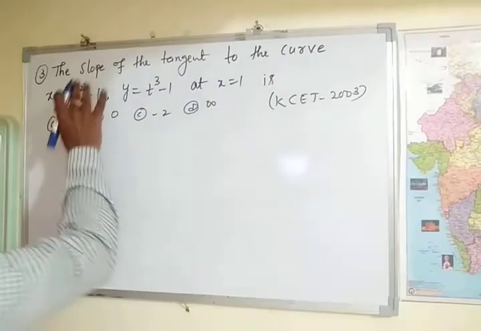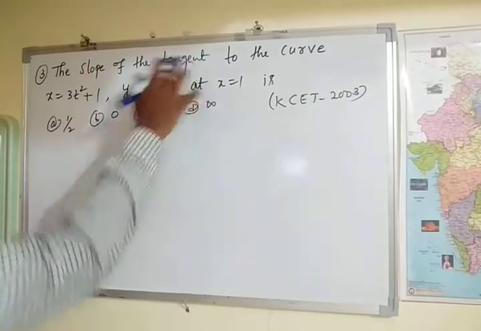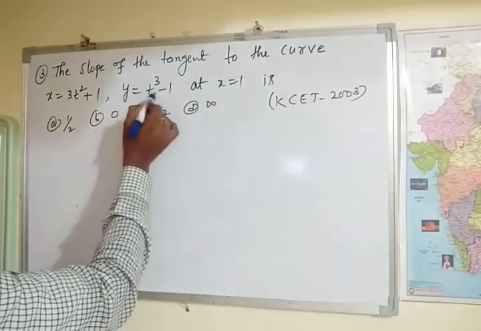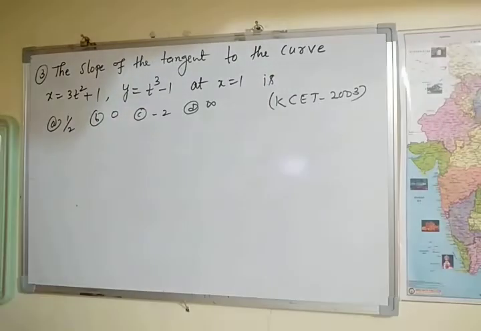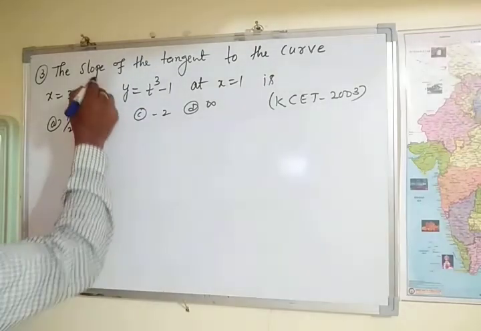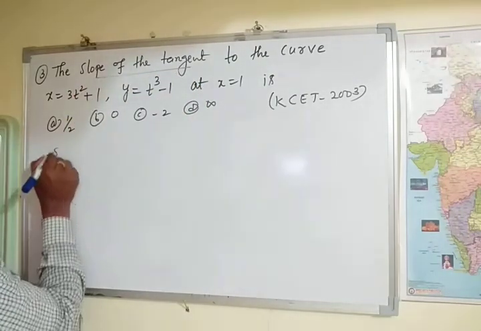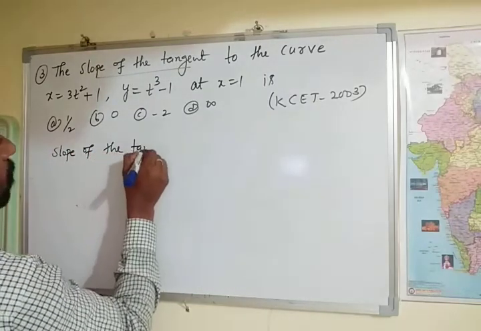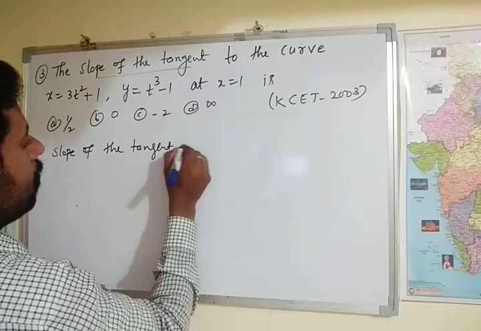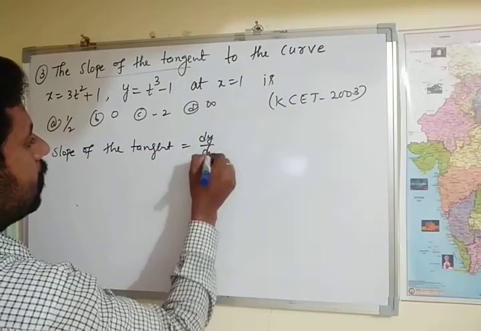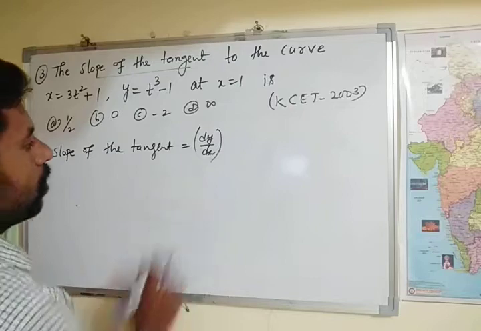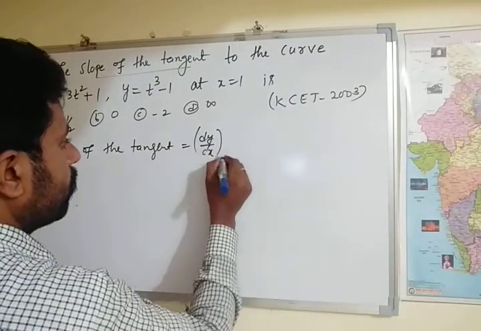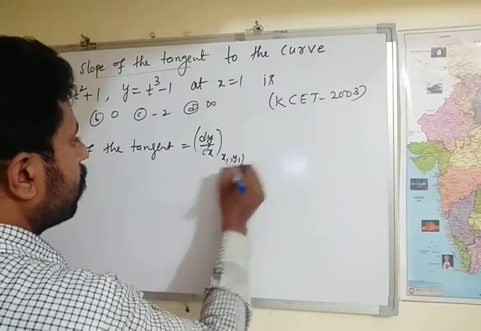See here we have the example. The slope of the tangent to the curve x is 3t square plus 1, y is equal to t cube minus 1 at x is equal to 1 is. See, slope of the tangent formula: slope of the tangent is equal to dy by dx at the point x1 comma y1, or x comma y result.